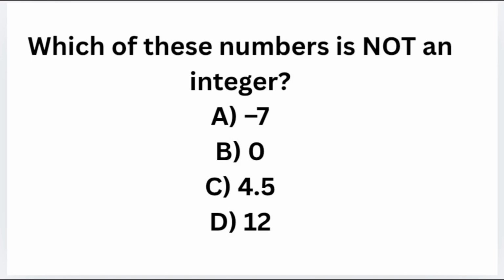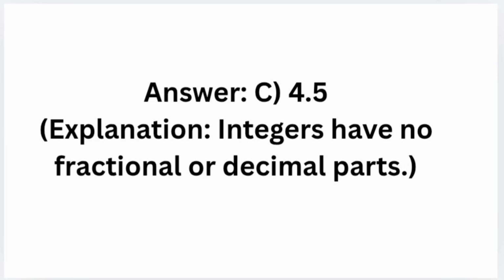Question number 3. Which of these numbers is not an integer? A. Negative 7. B. 0. C. 4.5. D. 12. The correct answer is C. 4.5. Explanation: integers have no fractional or decimal parts.